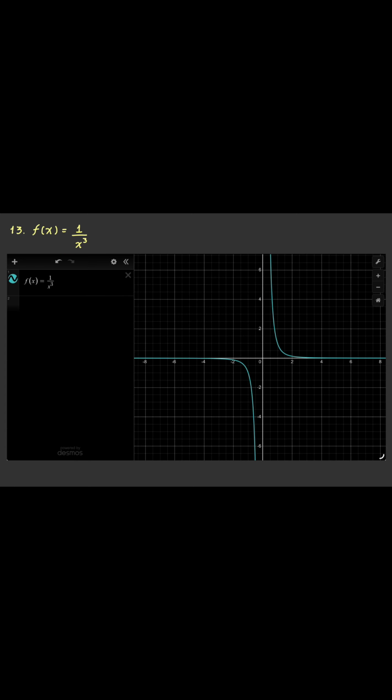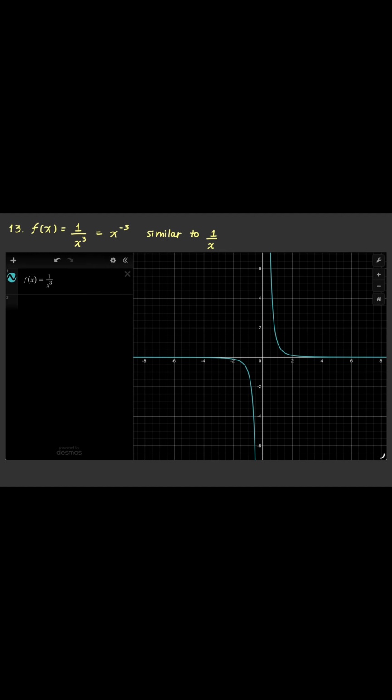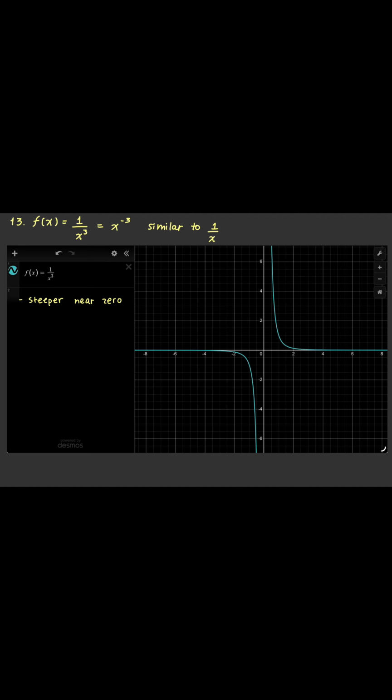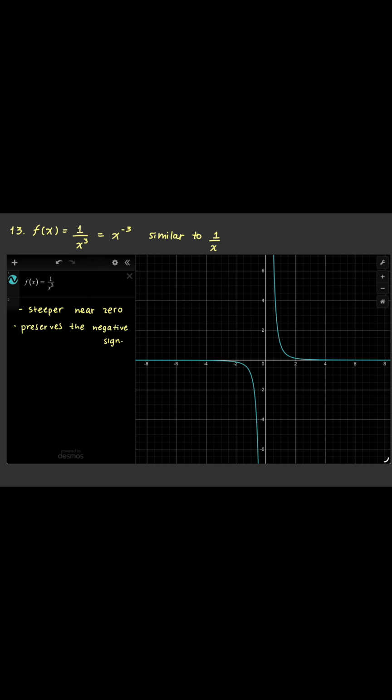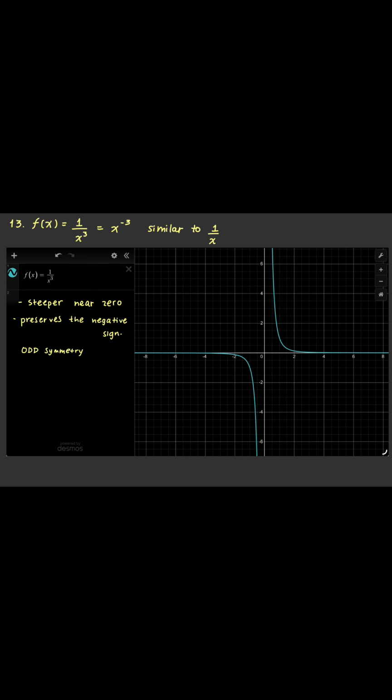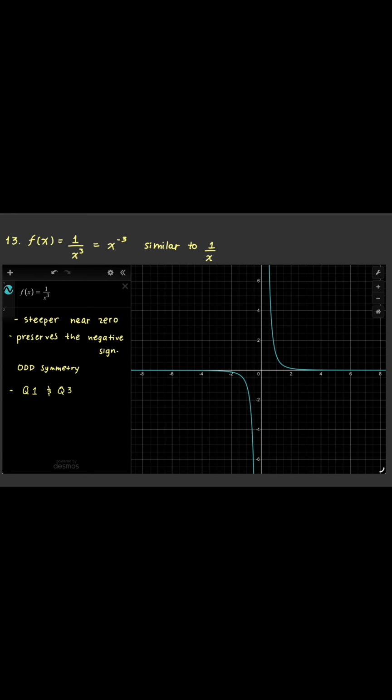Now f of x equals 1 over x cubed. This graph is similar to the first odd rational function, but it is steeper near 0. And again, this graph preserves the negative sign, giving it odd symmetry. And we have branches in quadrants 1 and 3, with a more dramatic curve.